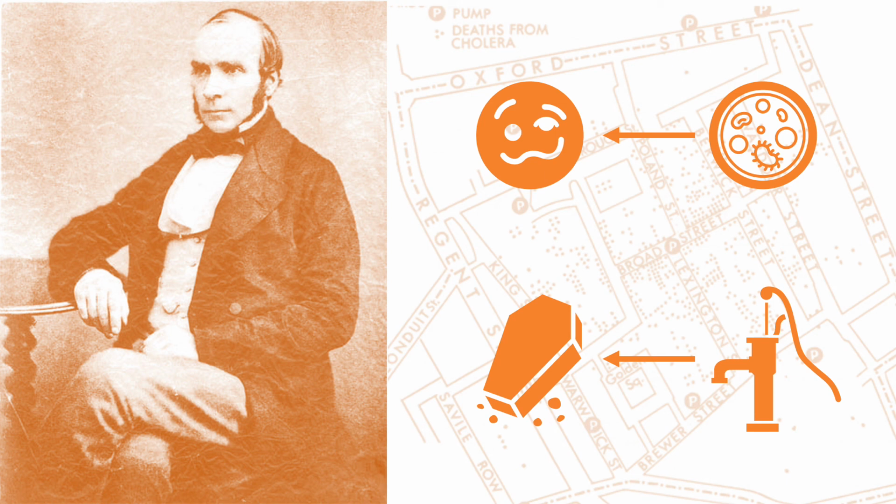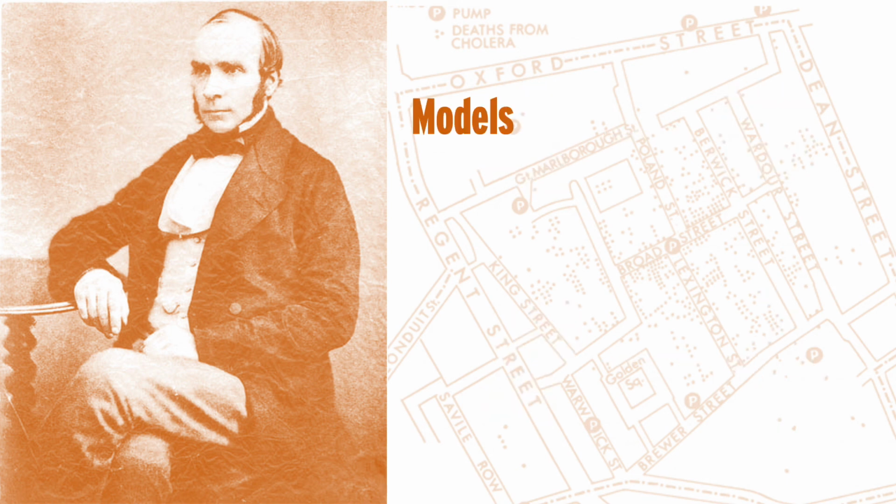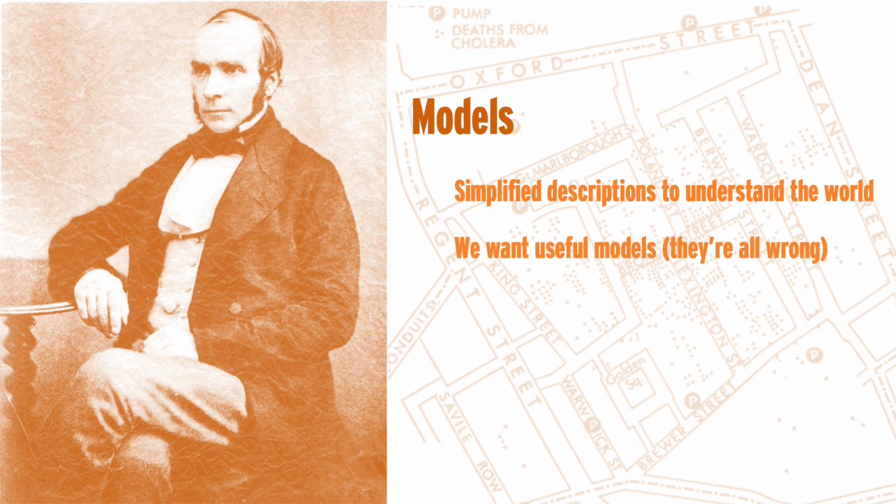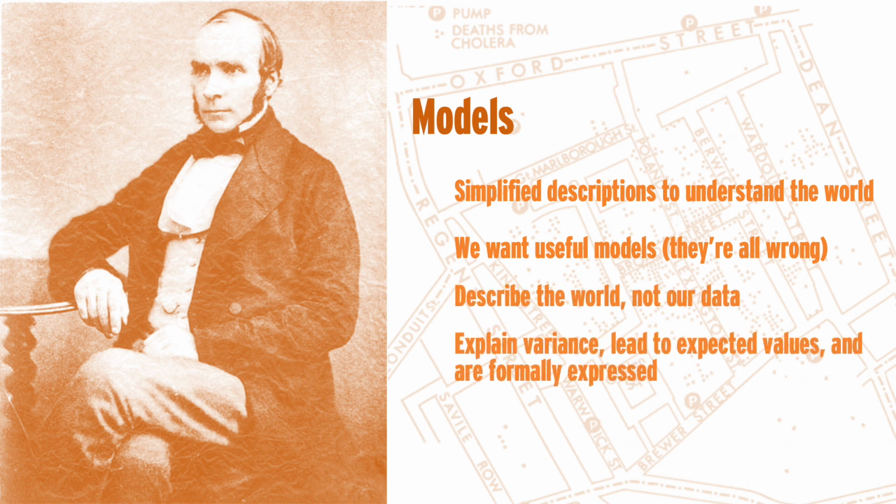So, to review, models are simplified descriptions to understand the world. They should be useful because they're all wrong. Models describe the world, not the data that we collect to observe the world. Models should explain variance, lead to expected values, and be formally expressed. So that, my friends, sums up models.